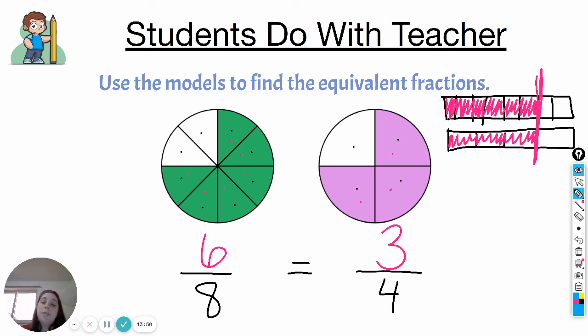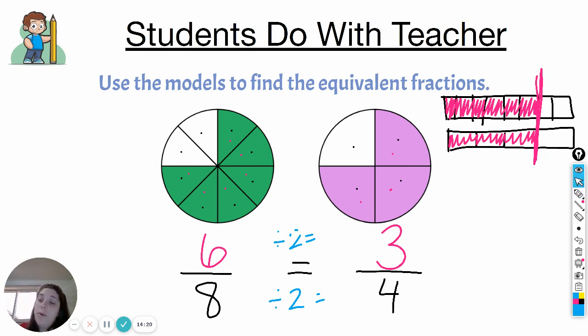Another little trick you might be seeing, 6 divided by 2 equals 3, 8 divided by 2 equals 4. So just like the last one, if you do the same thing to both numbers, you can get an equivalent fraction. But we will go over that more on another day.